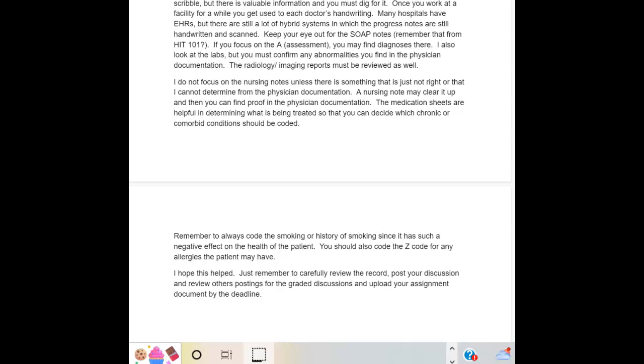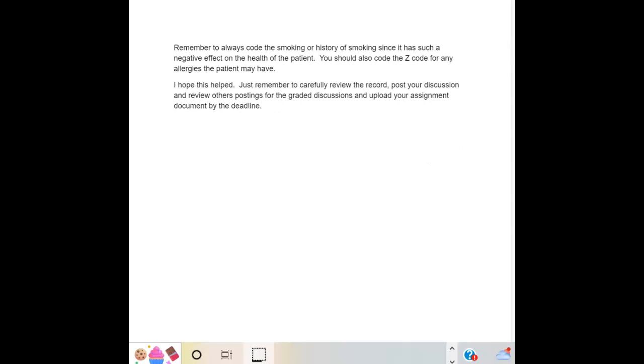The medication sheet is helpful in determining what is being treated. So at that point, you can decide which chronic or comorbid conditions should be coded. Also remember to always code smoking or a history of smoking, since it has such a negative effect on the health of the patient. You should also code the Z code for any allergies the patient may have.